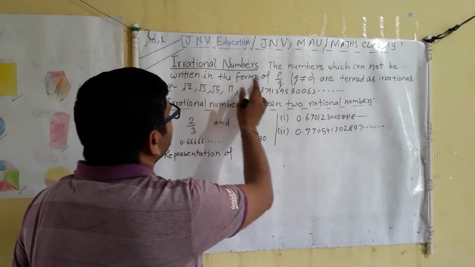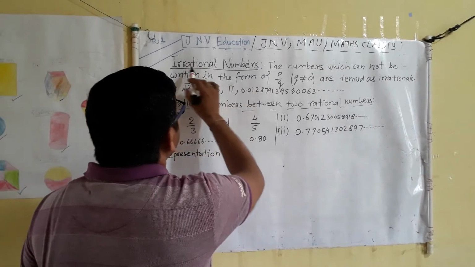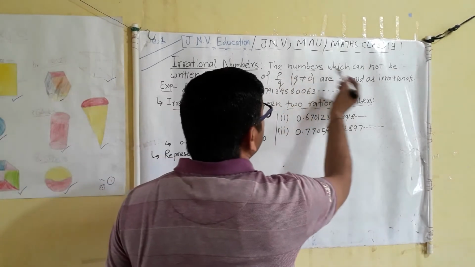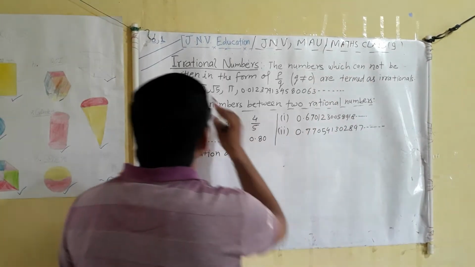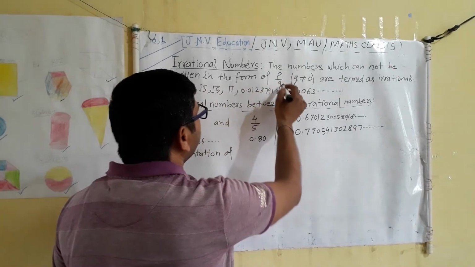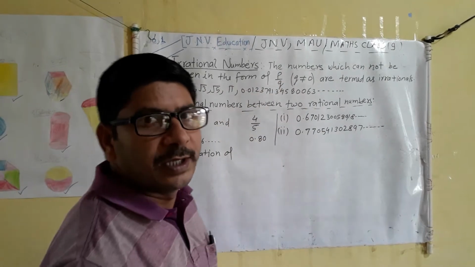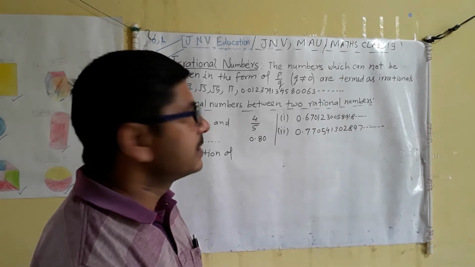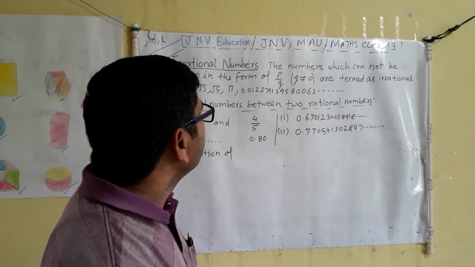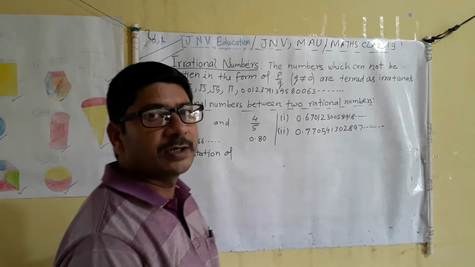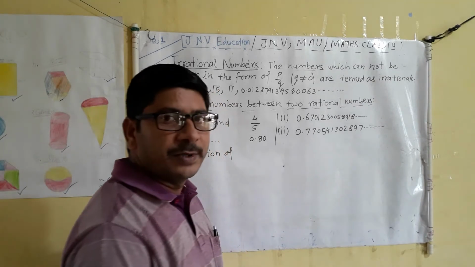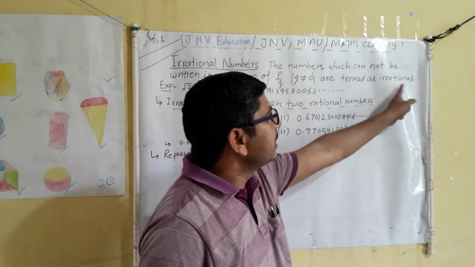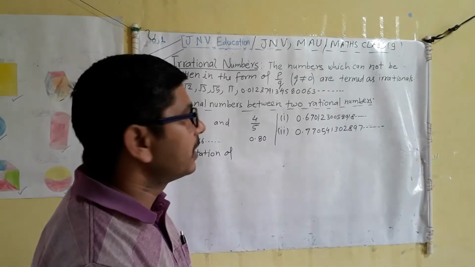So first of all we will discuss irrational numbers. The numbers which cannot be written in the form of p by q, where q is not equal to 0 and both p and q are integers, are termed as irrational numbers.